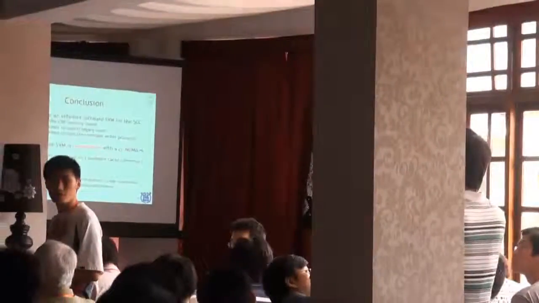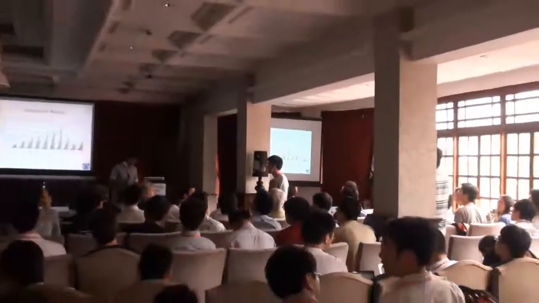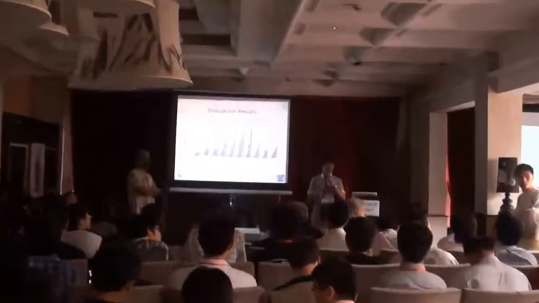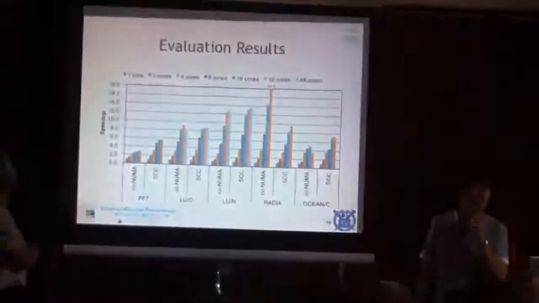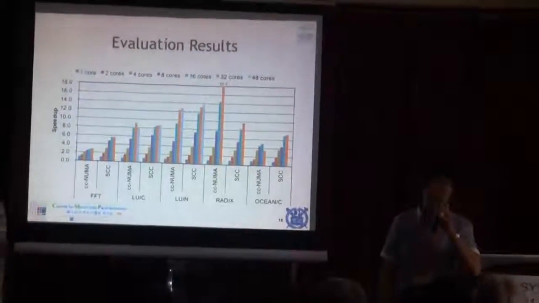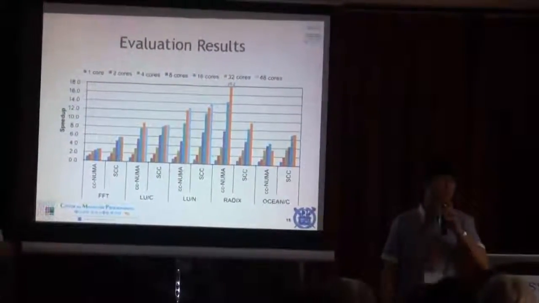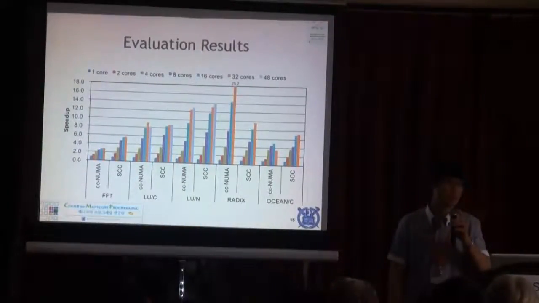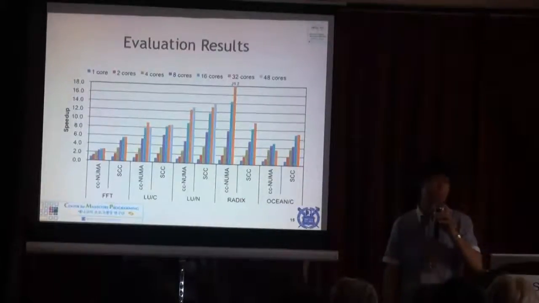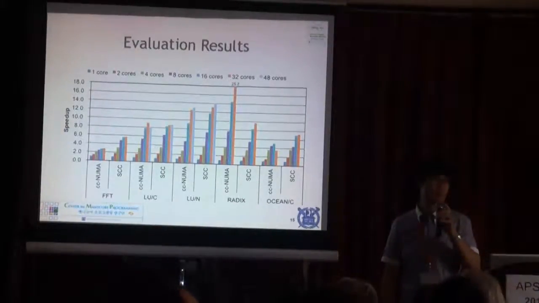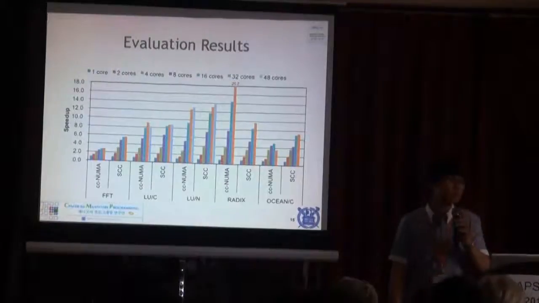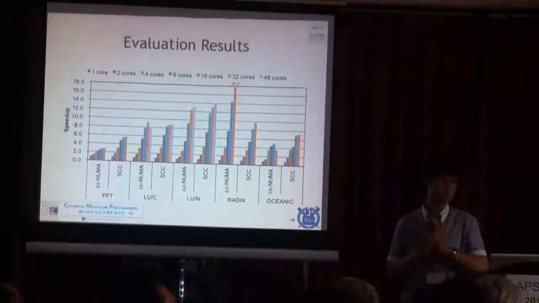Can you go back to the previous page? In this page, the results with the CC-NUMA machine seem to be strange. For example, the FFT benchmark achieves only, I think, 3x speedup with 48 cores. This is kind of strange. Do you have an explanation for the result? Have you analyzed why the CC-NUMA machine performs so poorly with these benchmarks?